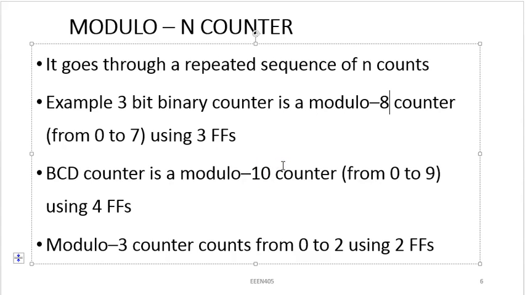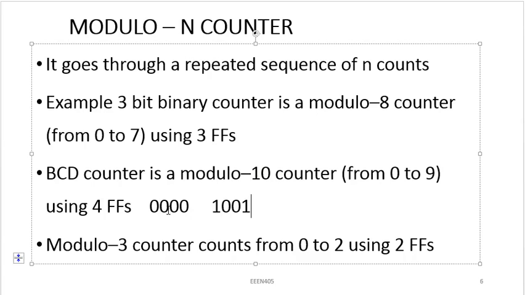Now, supposing you want to design a modulo 10 counter, how do we go about doing that? We just try to write the corresponding binary value of this 10, and we have established that it is going to count from 0, which is 0 0 0 0, and it will terminate at 9, which is 1 0 0 1.